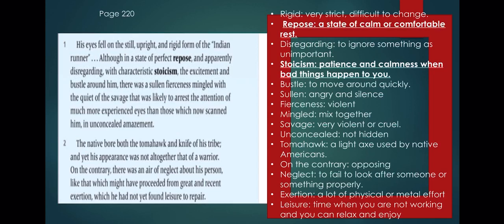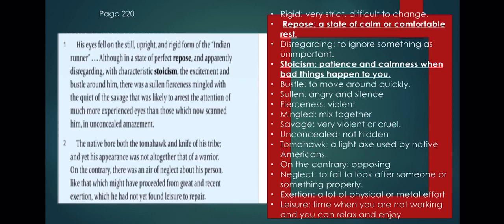What do you mean by neglect? Neglect means to fail to look after someone or something, probably about his person. So someone did not look after him, did not care about him, like that which might have proceeded from great and recent exertion, which is a lot of physical or mental effort, which he had not found leisure to repair, which means he has not found time to relax and enjoy, because he is working and trying to show his best.